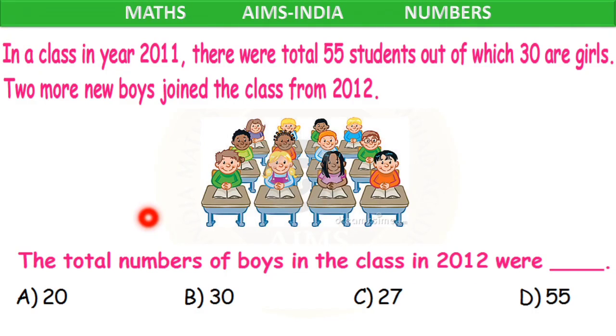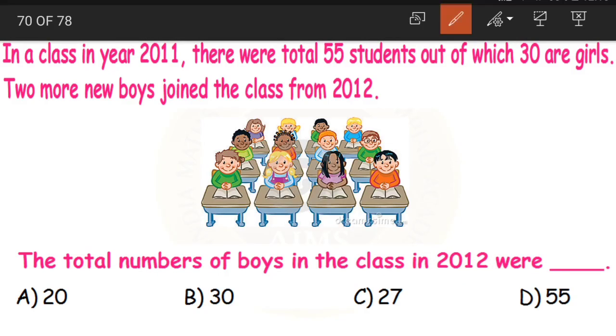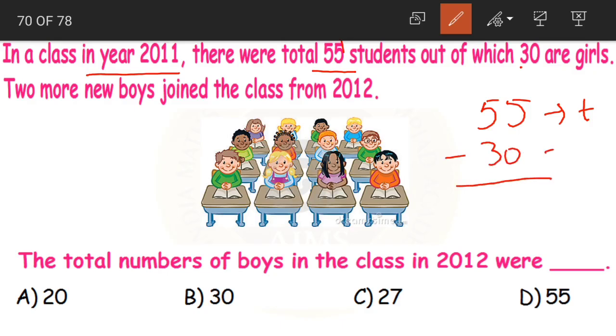Next, in a class in year 2011, there were total 55 students, out of which 30 are girls. Okay. Now 2 more boys joined the class from 2012. The total number of boys in the class in 2012 were dash. If we first read the question carefully, now what are they saying? In 2011 there were 55 students. This is the total, of which 30 are girls. Now if we subtract the girls, 25 will be the total number of boys. In which year? In 2011.